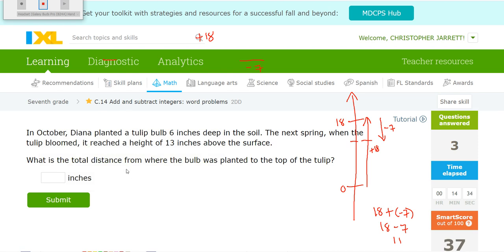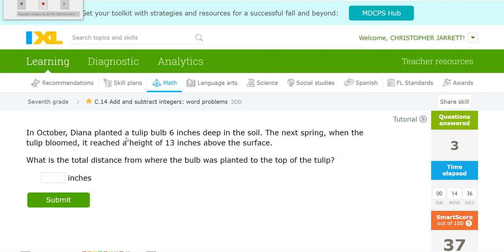In October, Diana planted a tulip bulb 6 inches deep in the soil. The next spring, when the tulip bloomed, it reached a height of 13 inches above the surface. What is the total distance from where the bulb was planted to the top of the tulip? So again, I have to draw and imagine what's happening.